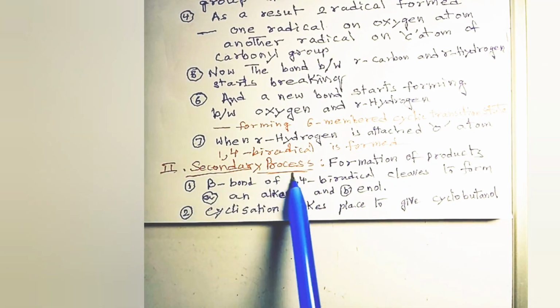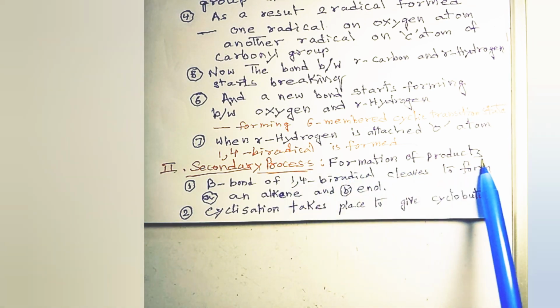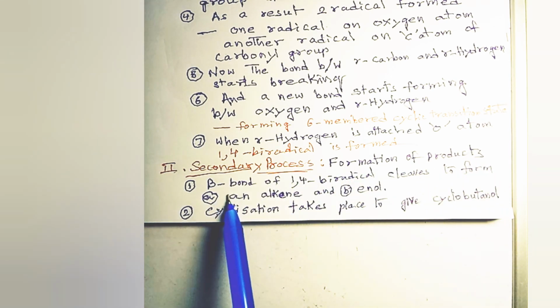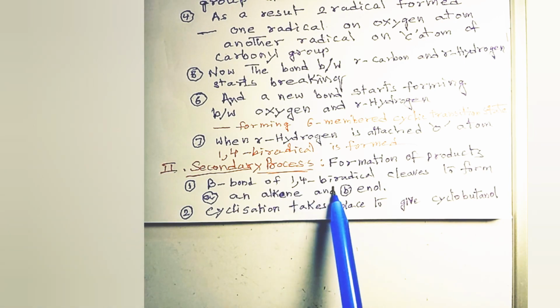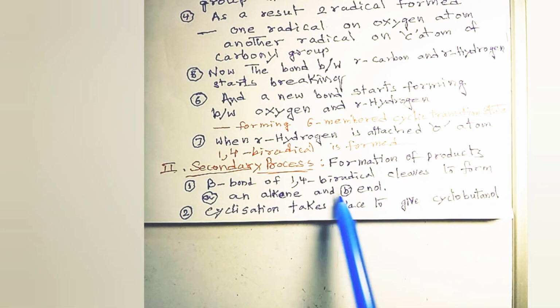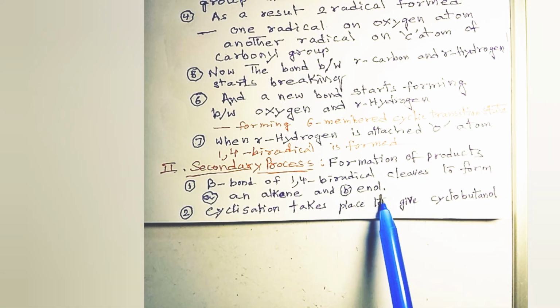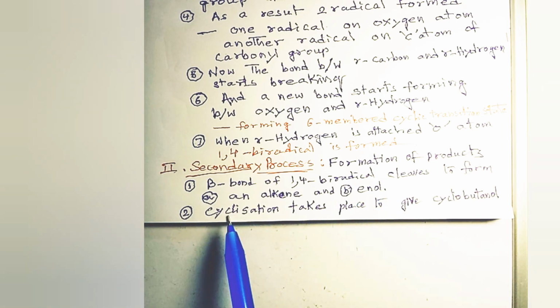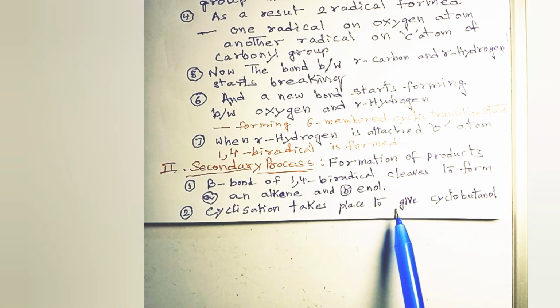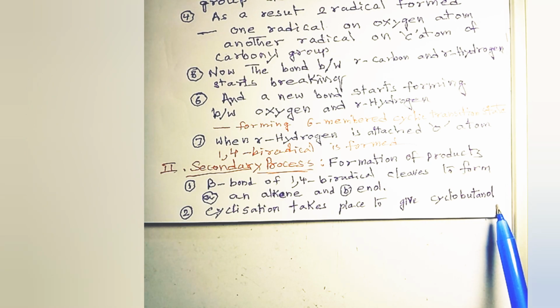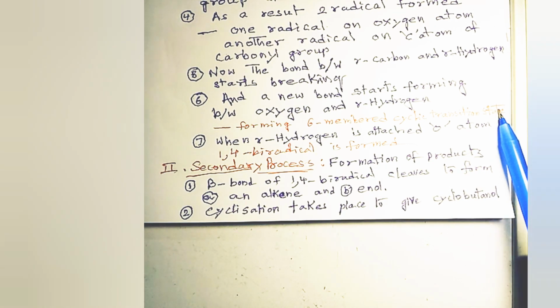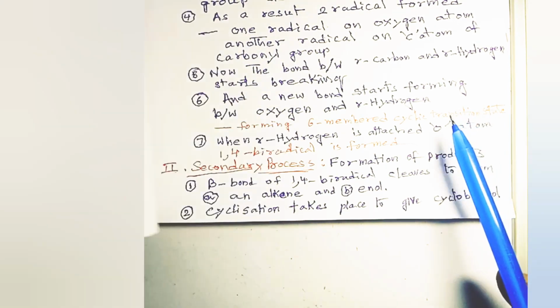In the secondary process, formation of products takes place. The beta bond of the 1,4 biradical cleaves to form an alkene and an enol. Sometimes cyclization may take place to give a cyclobutanol. Let's see a general example.